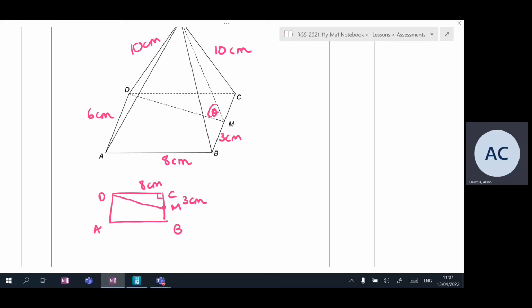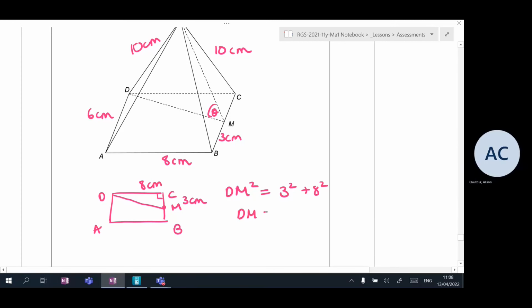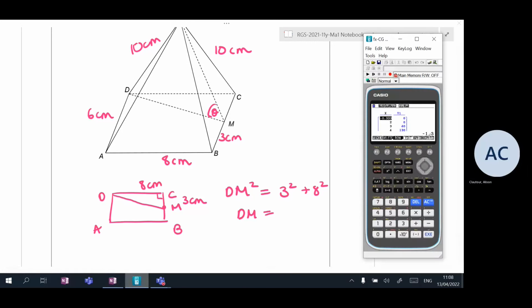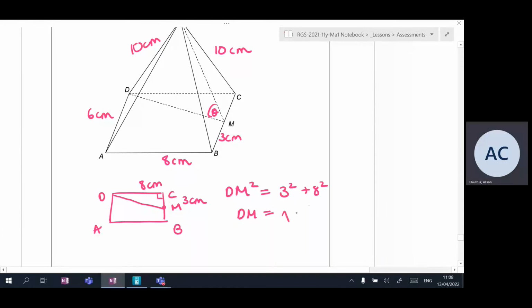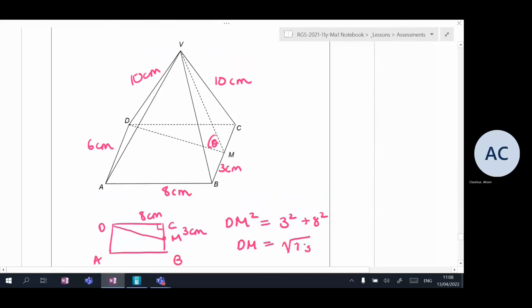So therefore, you've just got Pythagoras. To find DM, it's just the hypotenuse. We're doing 3 squared plus 8 squared. So DM is the square root of 73. Okay, so that's one of the sides.